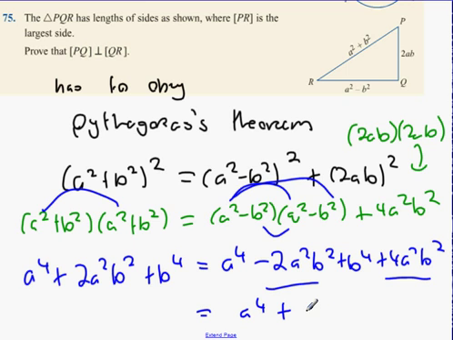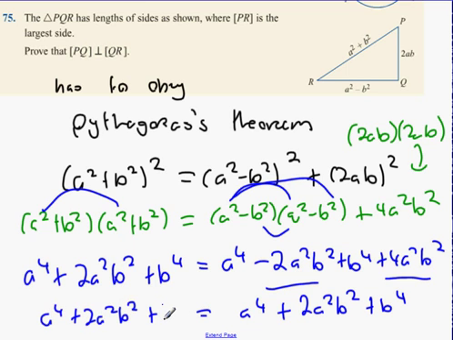The 2a squared b squared and the 4a squared b squared combine, plus b4, and then they're now equal, aren't they? Hence it's a right angle triangle, hence PQ is perpendicular to QR.